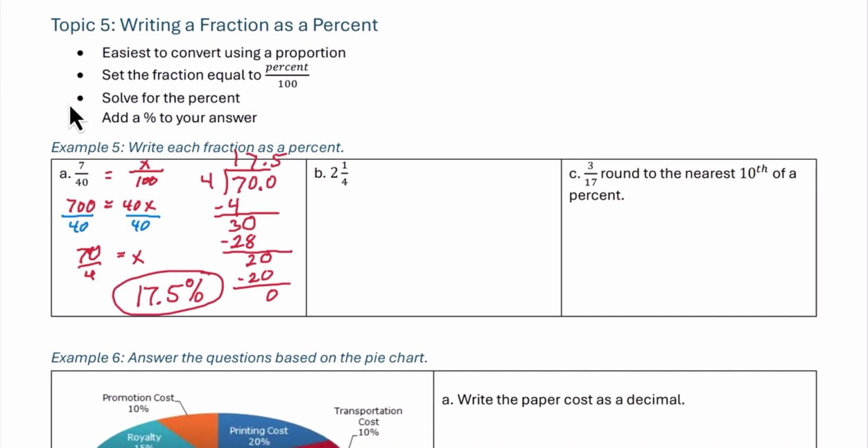In example B, notice we have a mixed number. Let's convert that to an improper fraction first. 2 times 4 is 8, plus 1 is 9. So we have 9 divided by 4 equals percent, which we will put as x, over 100. Cross multiply. 900 equals 4x. We'll divide both sides by 4. And we get x equals, if we reduce that, we get 225. Now we just need to add the percent sign.